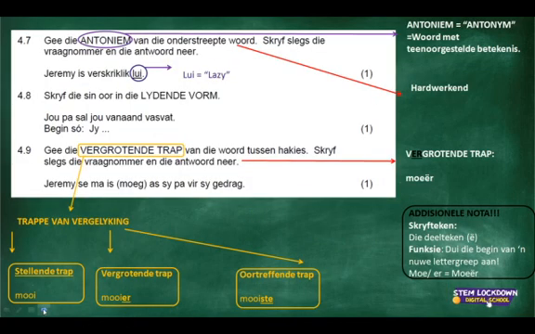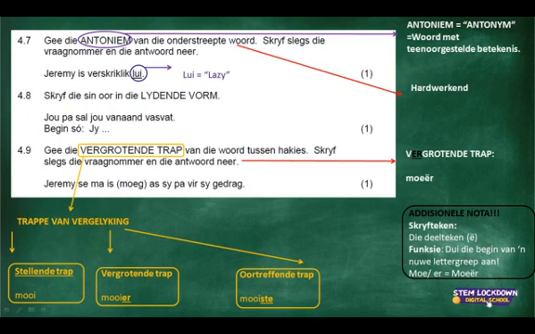Goed, ons kyk na die volgende vraag. Gee die antoniem van die onderstreepte woord, skryf slegs die vraagnommer en die antwoord neer. Nou, 'n antoniem is 'n antonym, right? En dit is 'n woord met die teenoorgestelde betekenis. It's a word with the opposite meaning. So in hierdie geval het ons die woord lui. The word lui means lazy. We have to find a word with the opposite meaning. If you're not lazy, you are hard working. En dan het ons dit nou hier neergeskryf, hardwerkend.